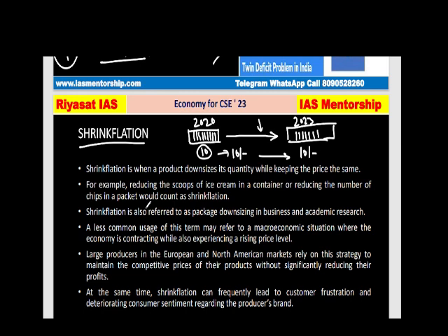Basically this is a trick for the customers to rely on the shopkeepers and the market prices. Prices are not being changed, but eventually the quantity is being reduced. Quantity is shrinking. What is the basic dictionary meaning of shrink? Shrink means to lessen in size. So shrinkflation refers to when a product downsizes its quantity while keeping the price the same.